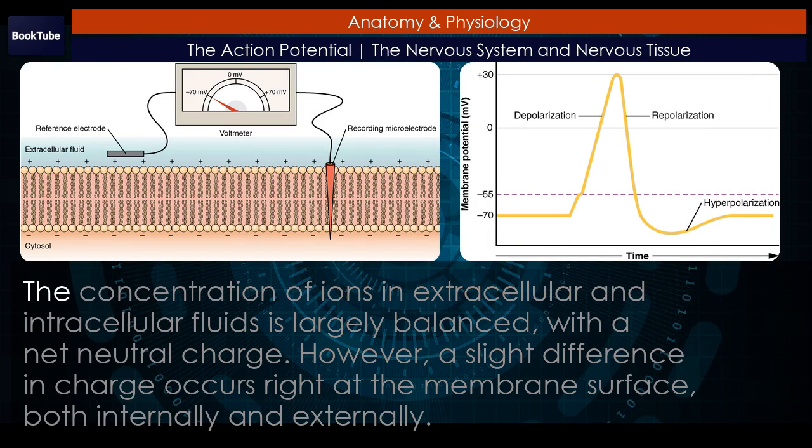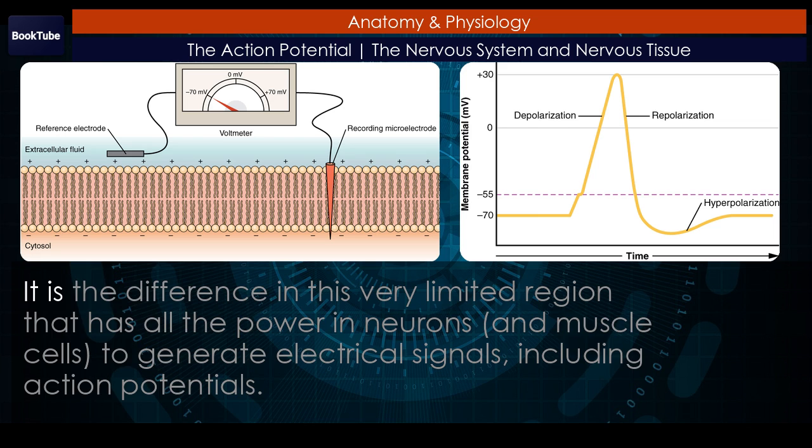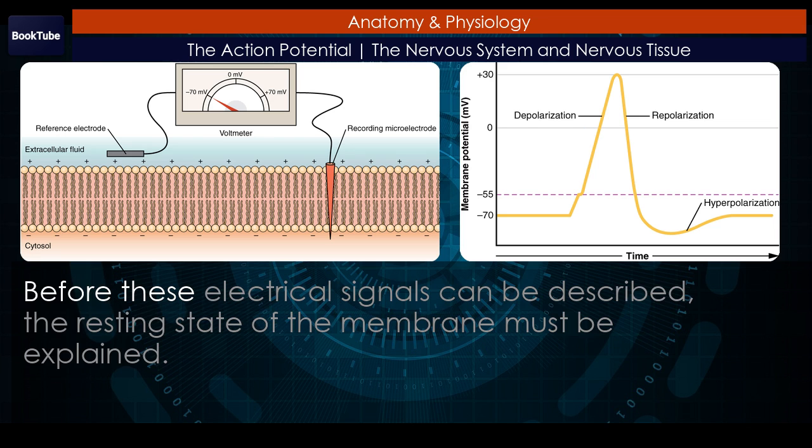Figure 6. The concentration of ions in extracellular and intracellular fluids is largely balanced, with a net neutral charge. However, a slight difference in charge occurs right at the membrane surface, both internally and externally. It is the difference in this very limited region that has all the power in neurons and muscle cells to generate electrical signals, including action potentials. Before these electrical signals can be described, the resting state of the membrane must be explained.